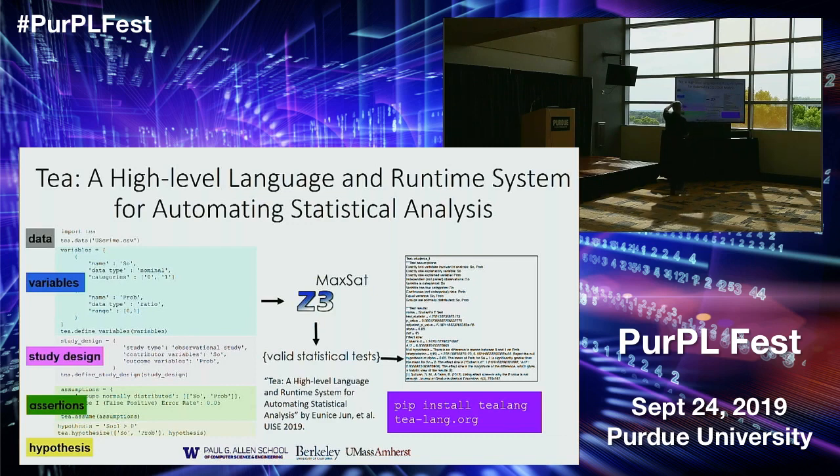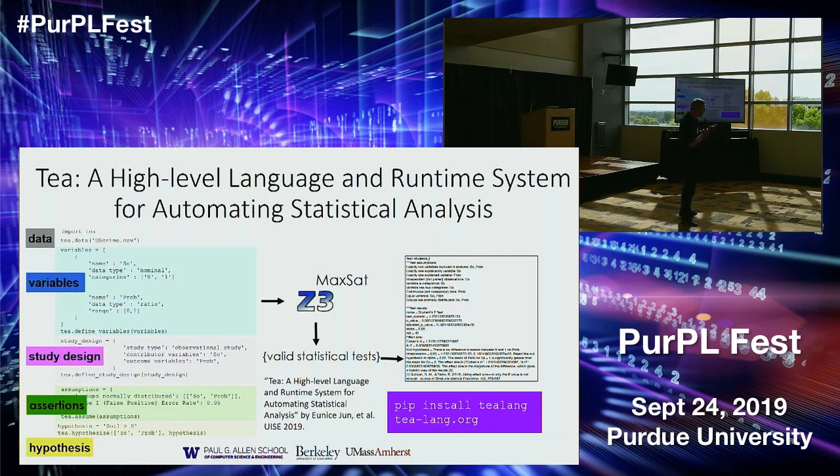But this is how T works. Essentially, you just specify where your data comes from, what the variables are. That's essentially what the columns are. What kind of data? So is it categorical? Are they dependent variables, independent variables? You talk a little bit about the study design. But the most important thing is you make a hypothesis. So you basically say, I want to know, is category A better than category B?